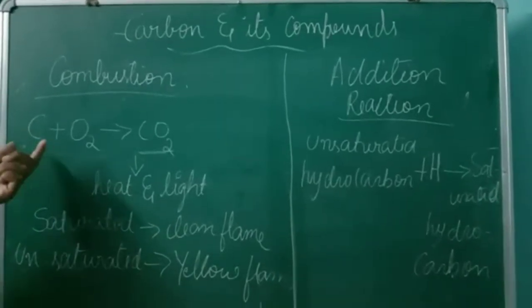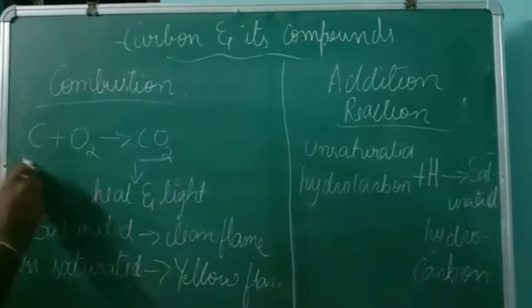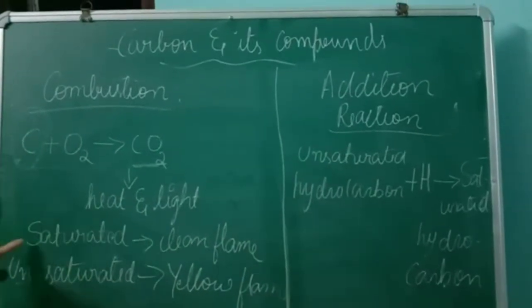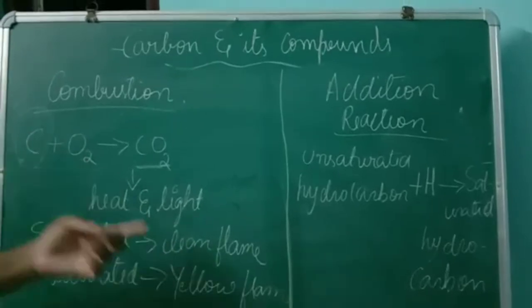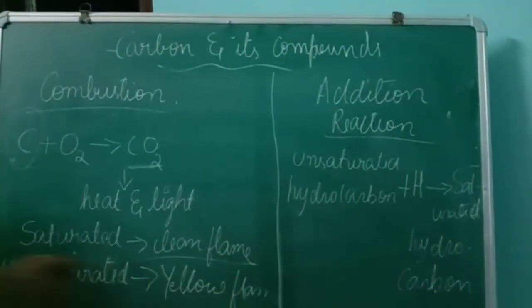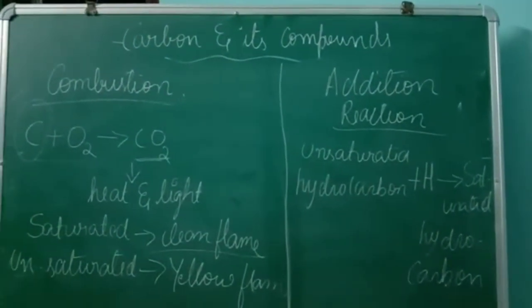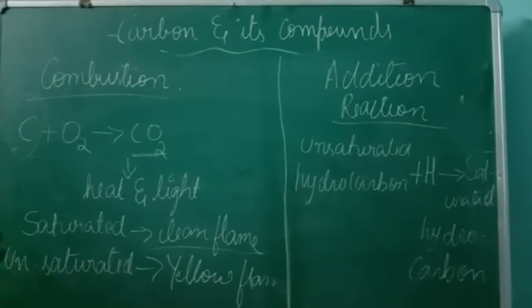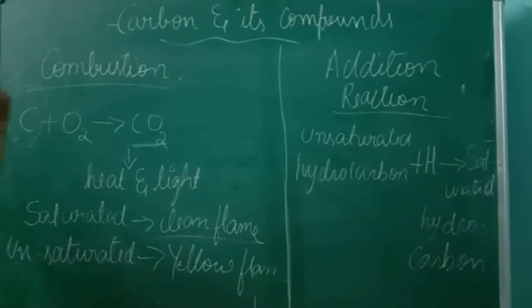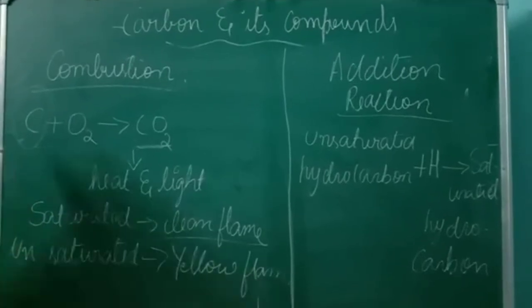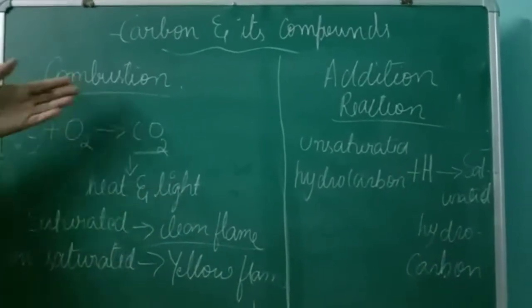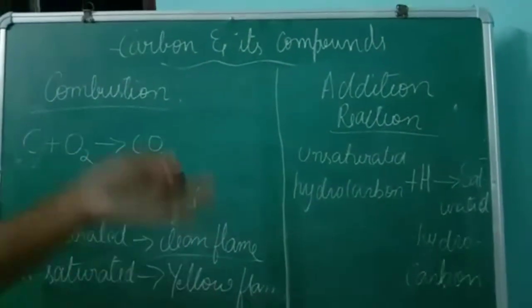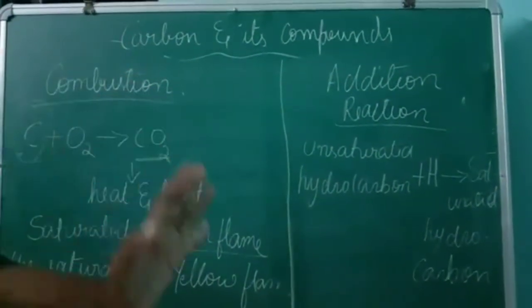See, in the combustion process, if the carbon we are using is a saturated carbon, then in the burning process, whatever flame you obtain will be a clean flame. It will be a very pure one. There will not be any impure content in that flame. If you use a saturated carbon compound in the process of combustion, then you will obtain a clean or pure flame.